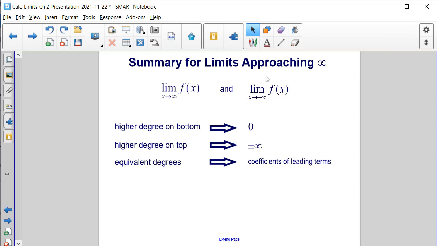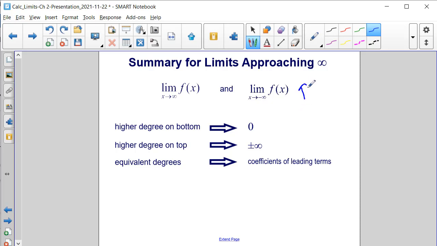So here's a summary for limits approaching positive infinity. The limit of f of x as x approaches infinity and the limit of f of x as x approaches negative infinity. If the higher degree is on the bottom, then the limit will automatically be 0. If the higher degree is on top, the solution will either be positive or negative infinity, and it's based on the end behavior of the simplified polynomial function that you have.